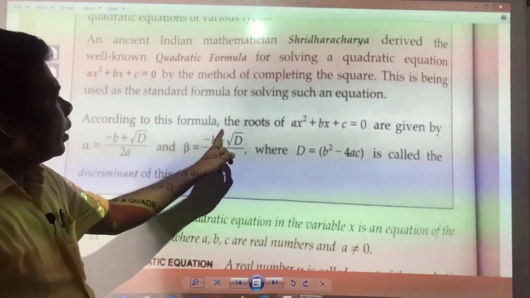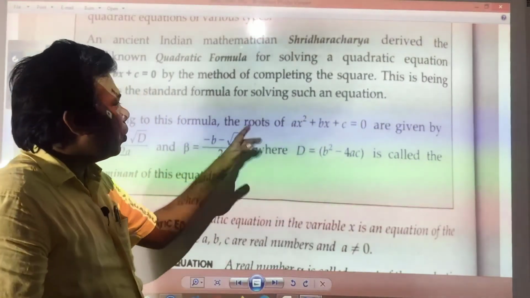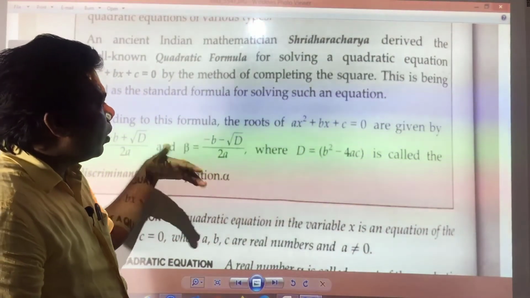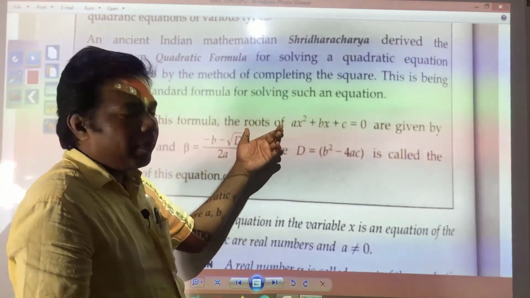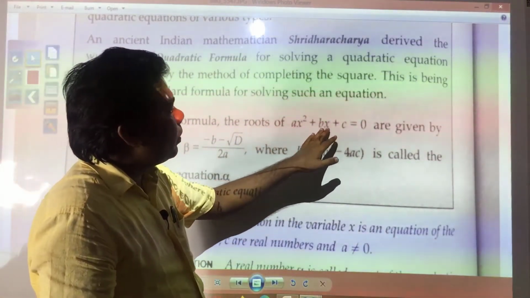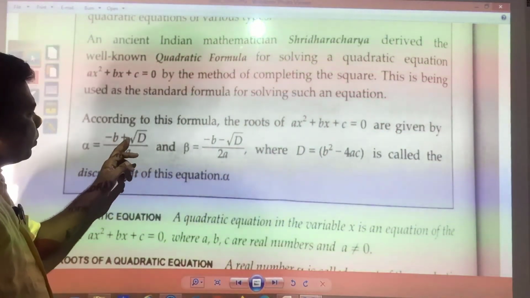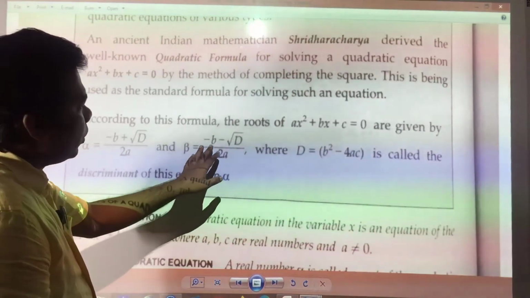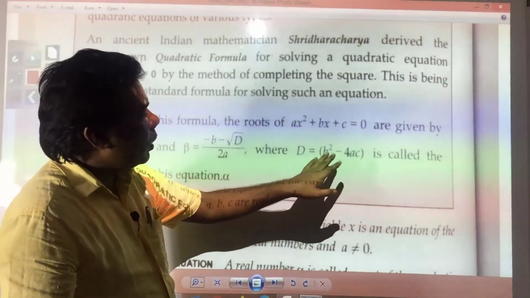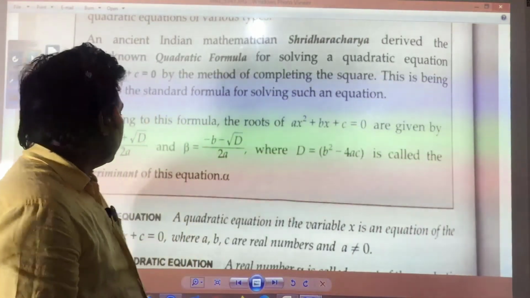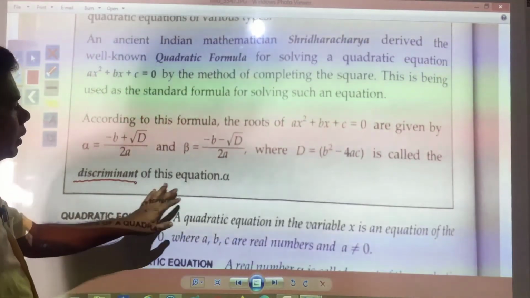According to this formula, the roots of ax square plus bx plus c, as you know, I think you know what roots are because already you have solved questions in polynomials. The roots of ax square plus bx plus c is equal to 0 are given by alpha is equal to minus b plus root d by 2a and beta is equal to minus b minus root d by 2a, where d is equal to b square minus 4ac and is called the discriminant. This you need to remember.